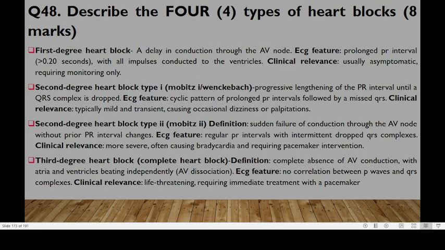4 types of heart blocks. You could talk of first degree heart block, second degree heart block type 1, that's the Mobitz type 1, the Wenckebach. Then we have second degree heart block type 2, and then lastly the 3rd degree or the complete heart block.